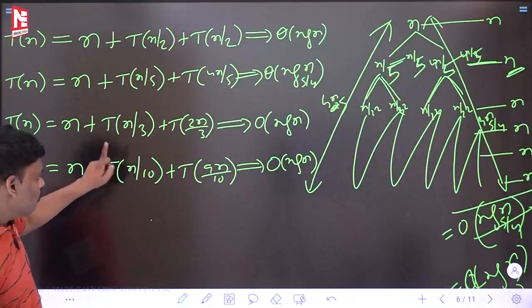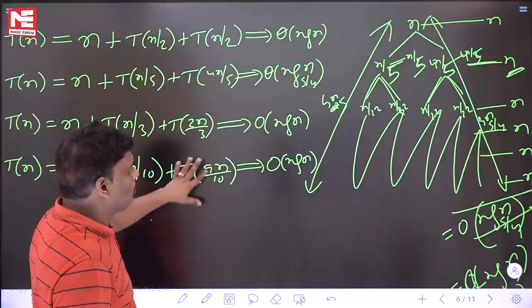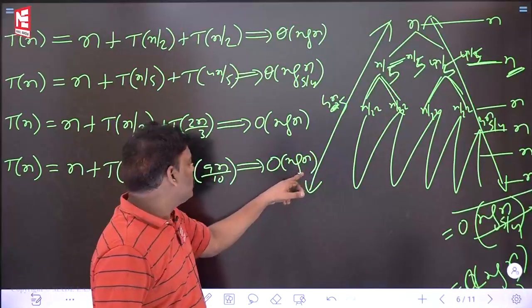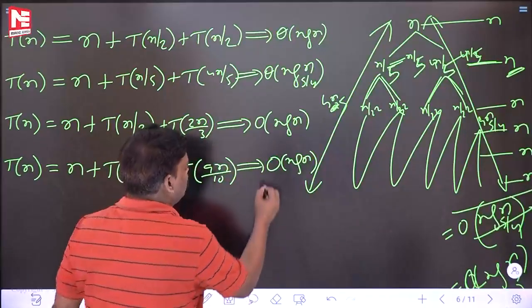This will go to log n base 10. This will go to log n base 10 by 9. The upper bound is log n base 10 by 9. So, n log n base 10 by 9. So theta also you can write, because they differ by only a constant, right?